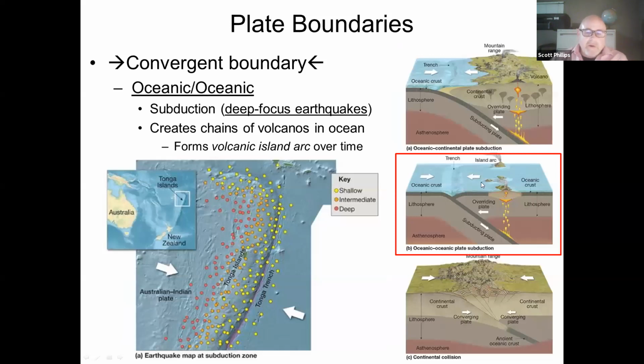The same goes for oceanic to oceanic crust, that here typically one of the types of oceanic crust will subduct beneath the other. And if you look at this figure in the book, it kind of shows you in 3D as well. You have shallow focus to deep focus earthquakes.